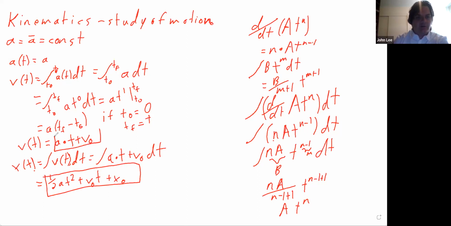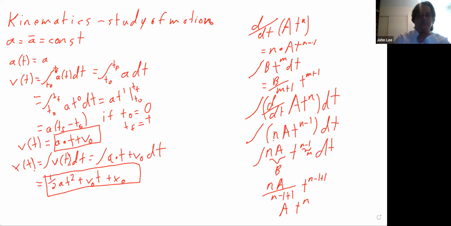So these are our first two kinematics equations for constant acceleration. And that's going to be helpful if we know t or can solve for t.